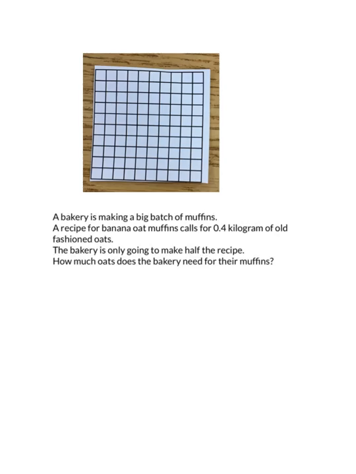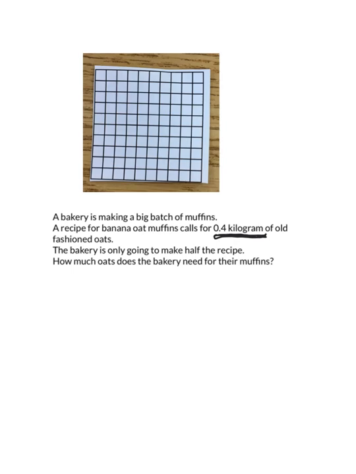Okay, so here's our story problem. A bakery is making a big batch of muffins, and their recipe for banana oat muffins calls for 4/10 of a kilogram of old-fashioned oats. Now, when we think about a kilogram, we're talking about something that's pretty close to a pound. So if you imagined a pound of flour or a pound of sugar or a pound of oats to make banana oat muffins, a kilogram is pretty close to that. And this recipe calls for a little less than half a kilogram, 4/10 of a kilogram.